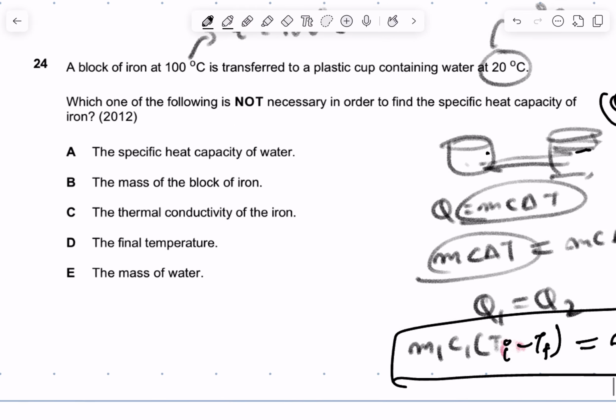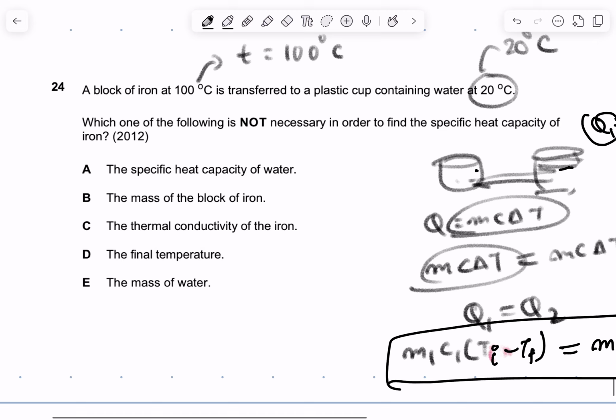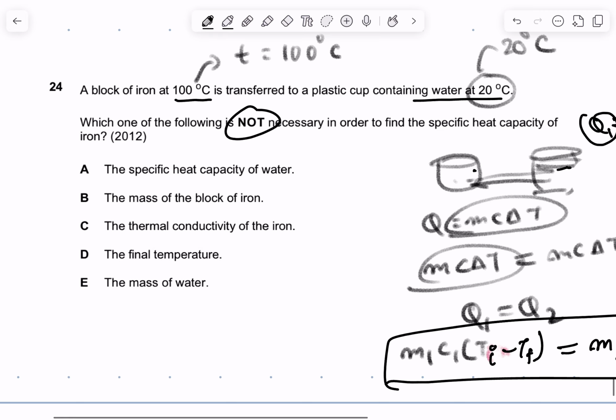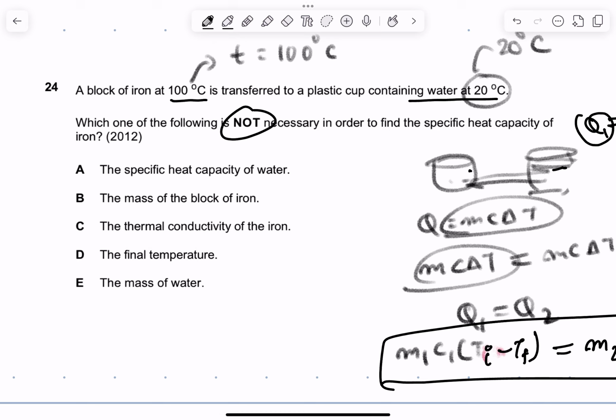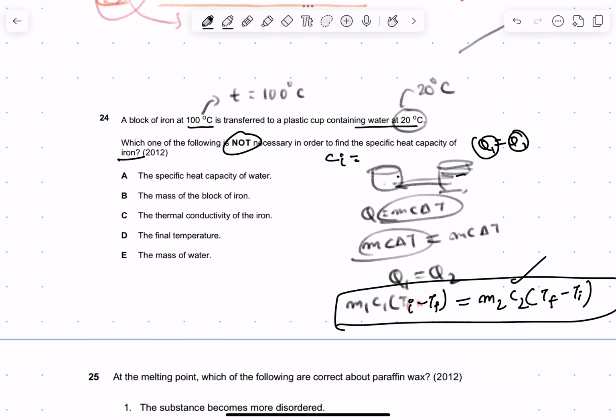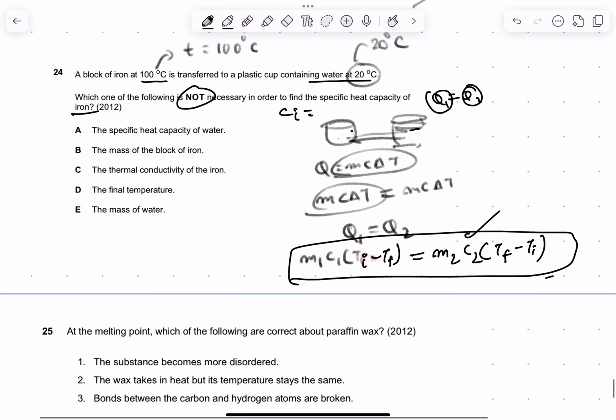Anyways, let's come back to the question. A block of iron at 100 degrees Celsius is transferred to a plastic cup containing water at 20 degrees Celsius. Which one of the following is not necessary in order to find the specific heat capacity of iron? So we have to calculate the specific heat capacity of iron. Which one is not necessary? Is the specific heat capacity of water not necessary, Sanjay? If I don't have the specific heat capacity of water, is it possible for me to calculate the specific heat capacity of iron?